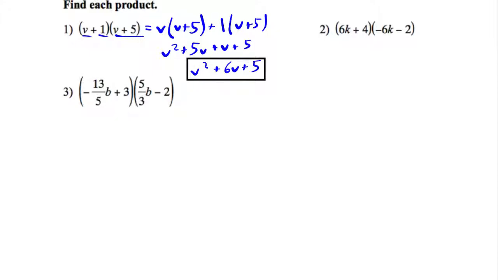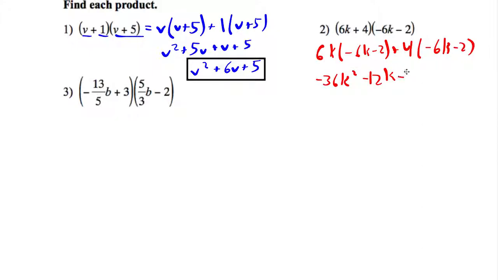Now for the next one, we're going to have 6k times negative 6k minus 2 plus 4 times negative 6k minus 2. And so distributing this out, we get negative 36k squared minus 12k minus 24k minus 8. Combine the like terms, negative 36k squared minus 36k minus 8. So that's going to be the answer there.